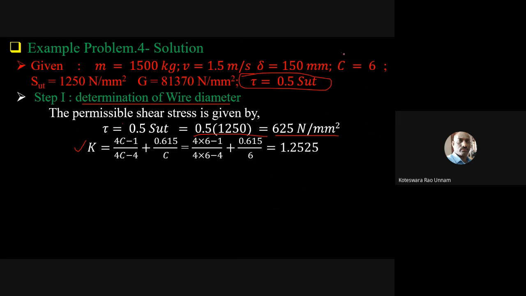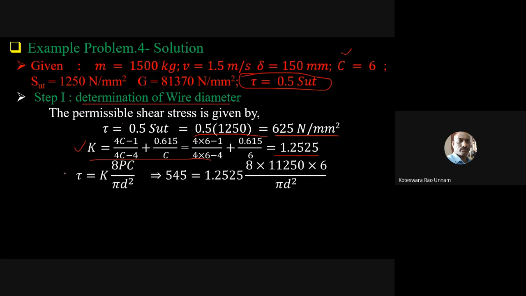Since C is already given, you need to calculate the Wahl stress factor. For C equal to 6, it is 1.2525. Then your resultant shear stress is K into 8 PC by pi d square, which is equal to 545. Maybe here it is wrong, it is not 545, it is 625. The allowable shear stress here is 625.